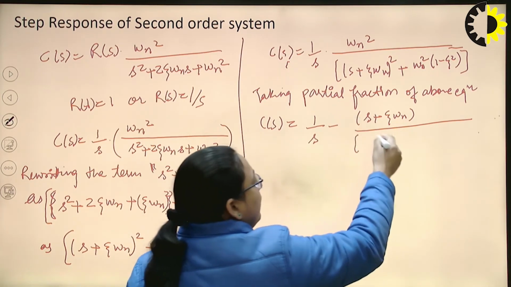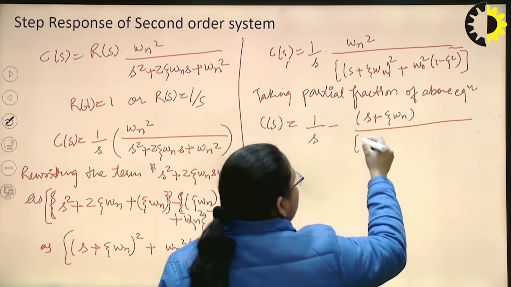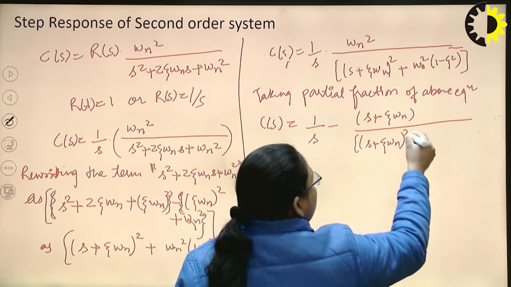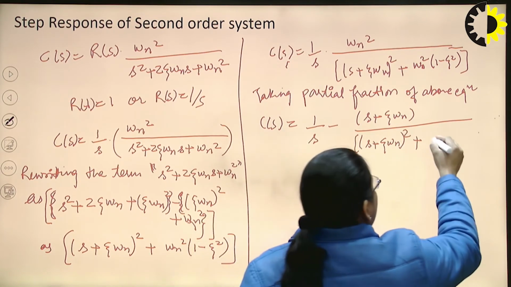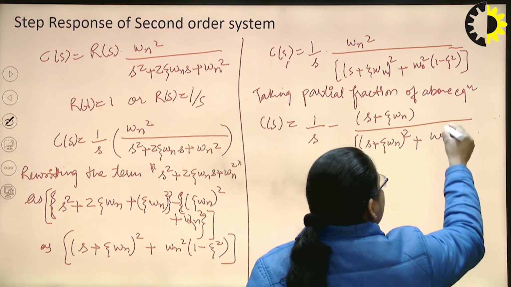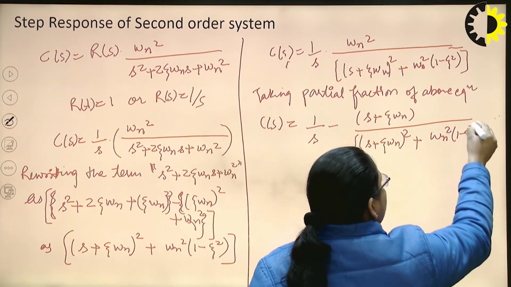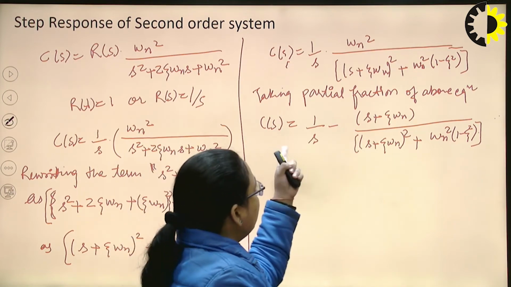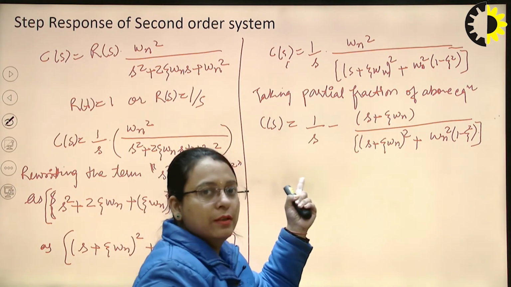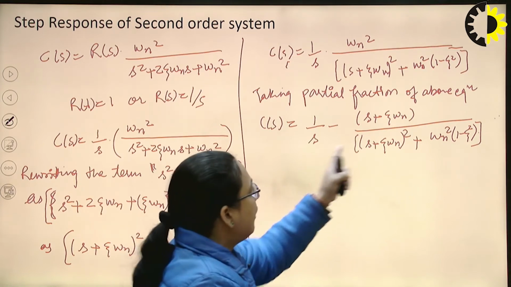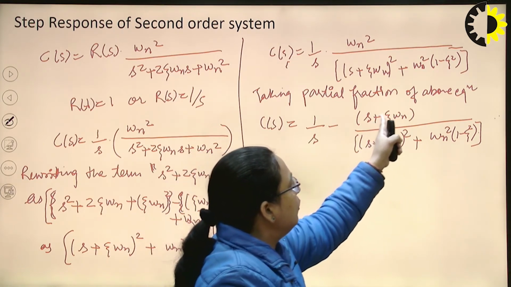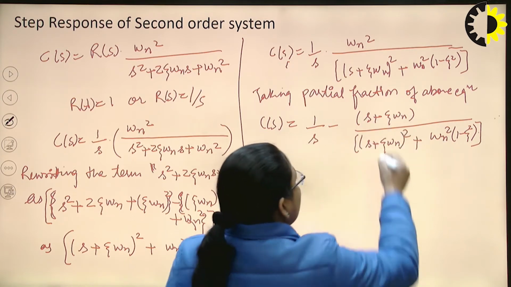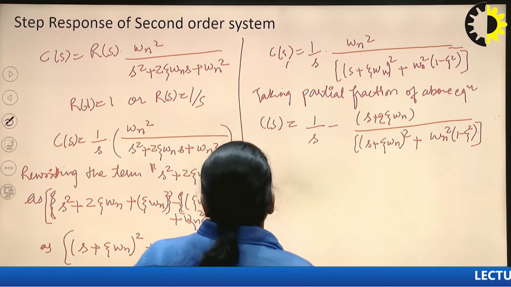I am writing the value of a and b as constants directly. It will come out to be zeta omega n whole square plus omega n square into 1 minus zeta square, like this. Now I need to take the inverse Laplace transform. For that I have to rewrite this term. It comes out to be 2 zeta omega n, right?